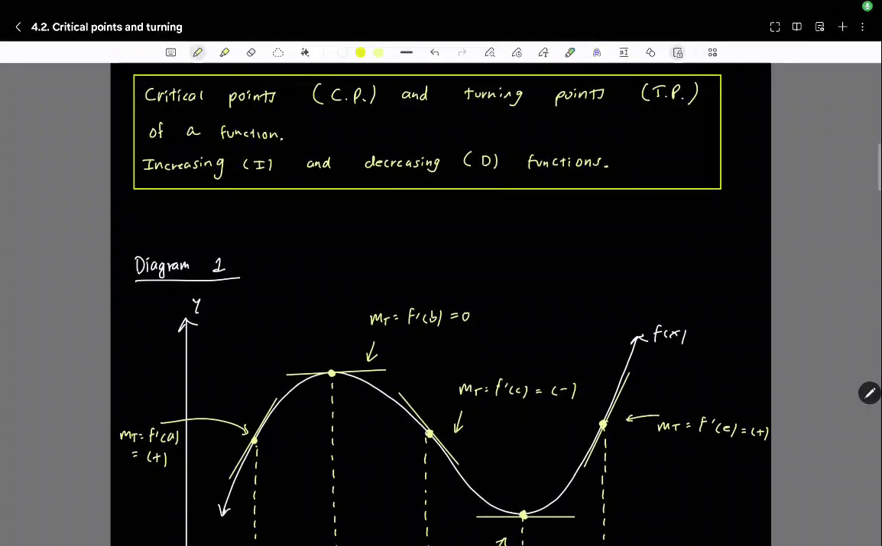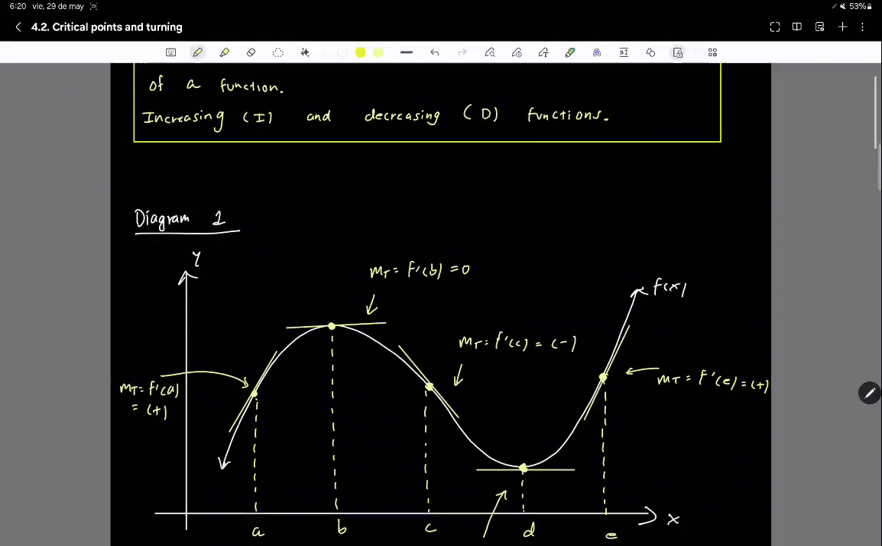Hello class, so this is lesson 4.2, the first part on critical points and turning points. Critical points, I'm going to write CP for short. Turning points, I'm going to write TP. And also another concept called increasing, I'll write I for short, and decreasing functions, I'll write D for decreasing. So let's begin the lesson.